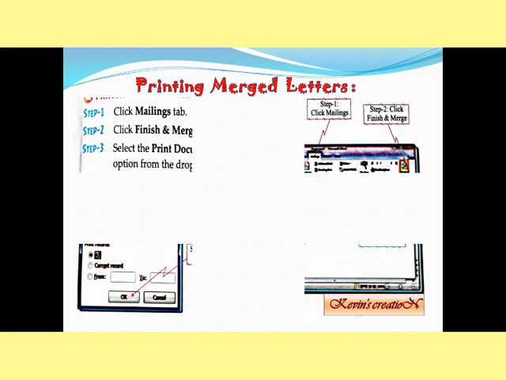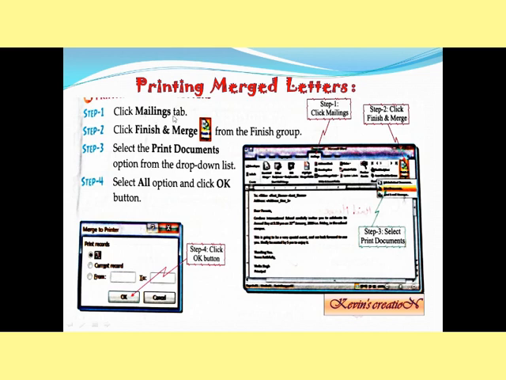Now comes the last thing, printing merged letters. Suppose you're not sending it by email, then you have to print it and send it through someone or maybe post it. In that case, we go to the mailing tab, which is here, then finish and merge, the last one here, from the finish group, and select print. These 3 options are there. We select print document, and then select all and click the OK button.